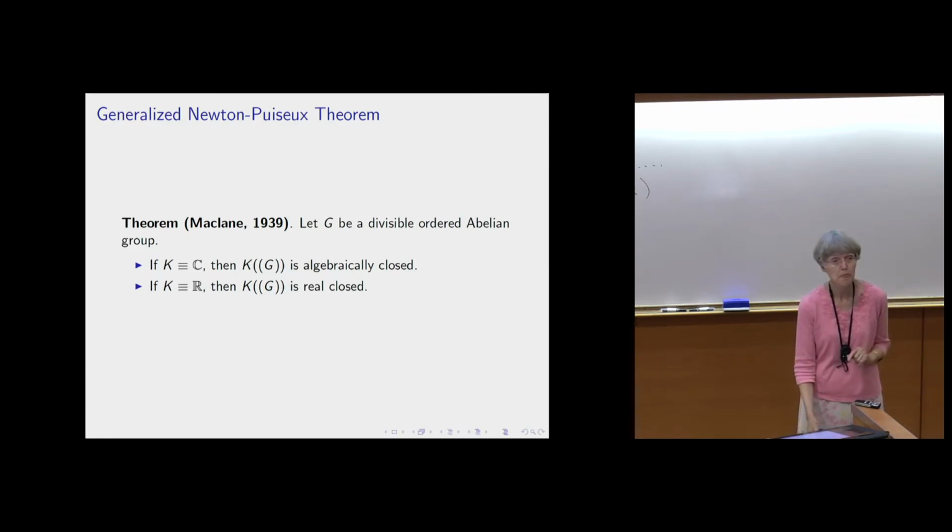Question? If G is the rationals, then you're dropping the requirement that there's a common denominator for all the denominators. Yes, that's right. There's nothing about common denominators.